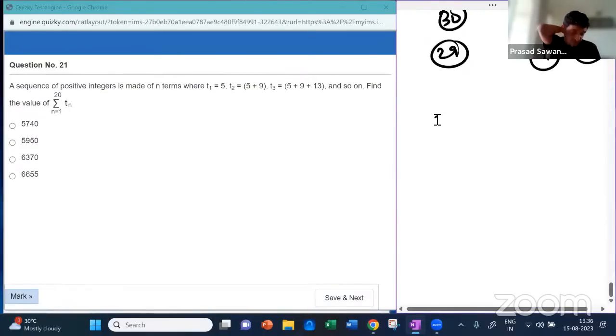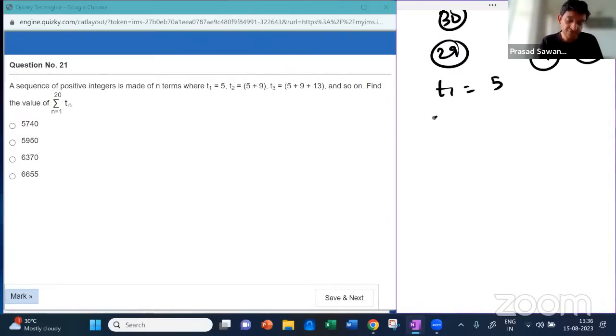T1 is 5. Sequence given in terms: T2 is 5 plus 9, T3 is 5 plus 9 plus 13 and so on. Find the value for n equal to 1 till 20 for Tn. So we will need a summation. Summation of what will be required? T1 is 5, T2 is 5 plus 9, T3 is this one. So the first order of difference is 4.